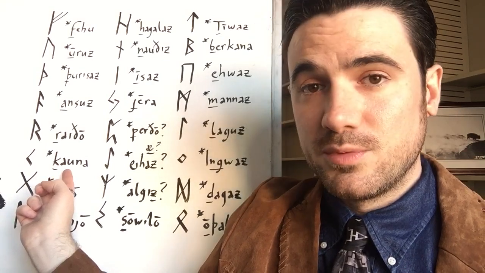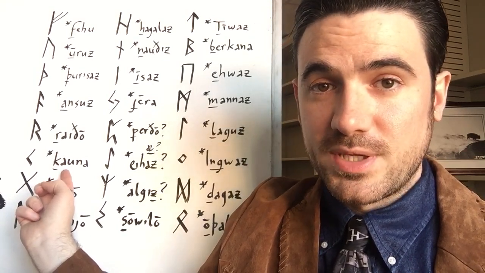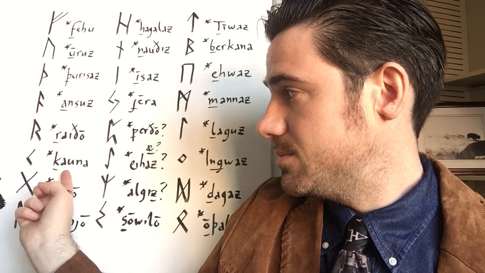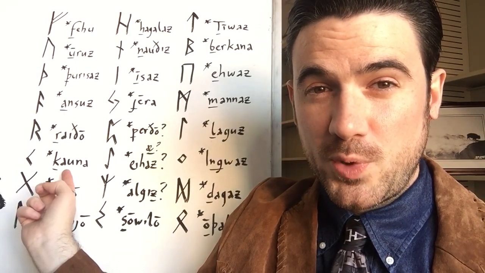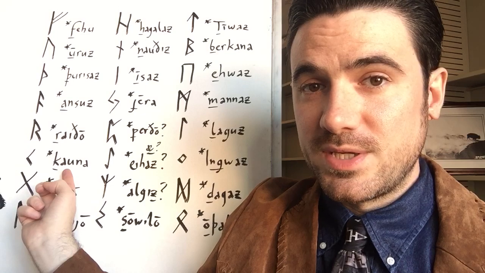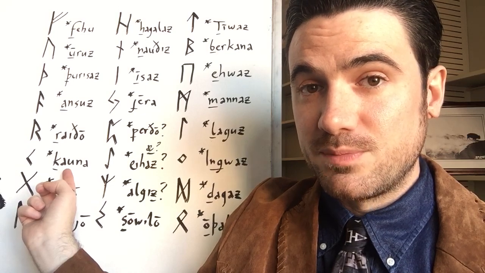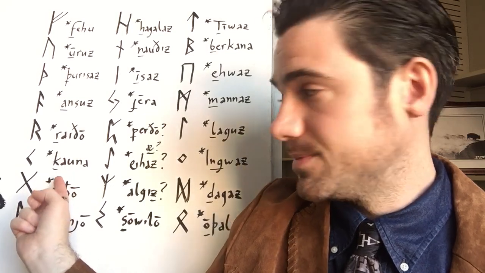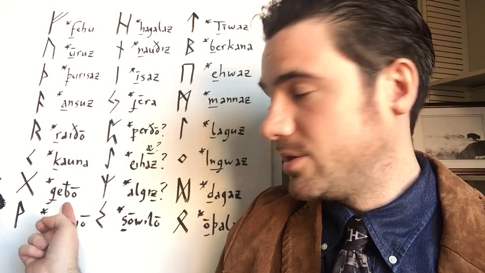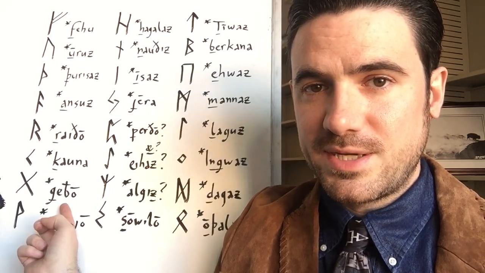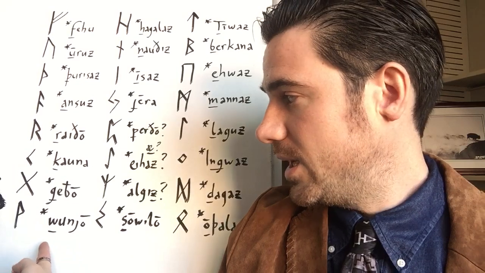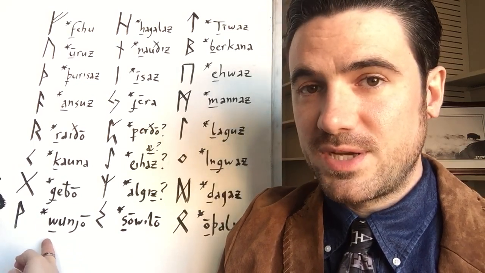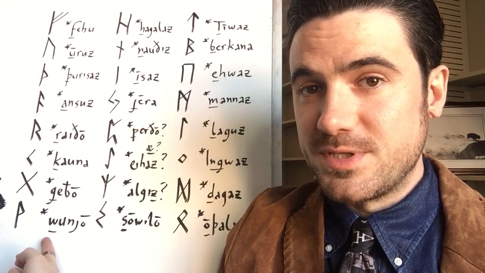Then there is the rune kauna for the K sound. This most likely has its Norse meaning of a blister or boil or sore, although the meaning suggested by the English rune poem, the torch, is also possible. Then there is the rune for the G sound. This is gebo, which means gift, and the sound for the W sound. This is wunjo, which means joy.